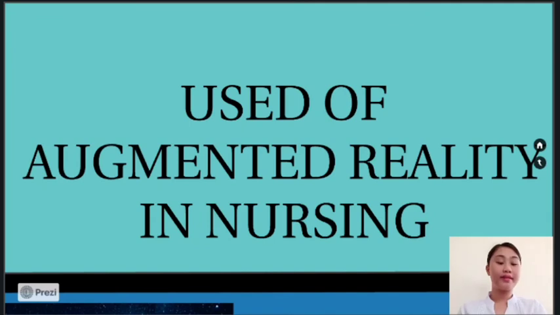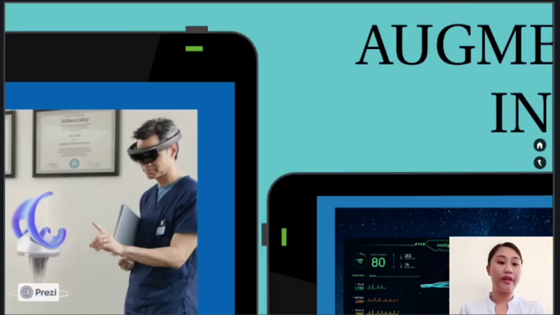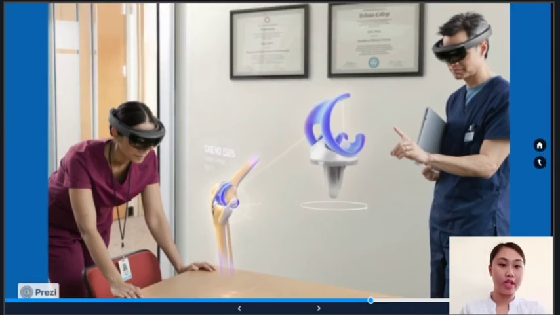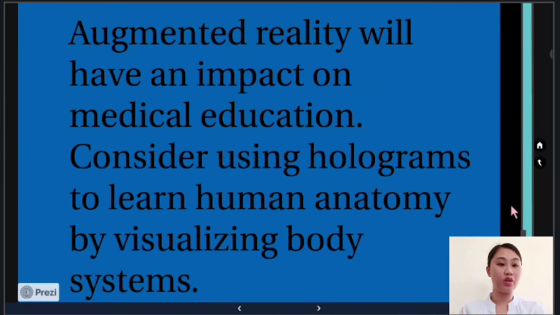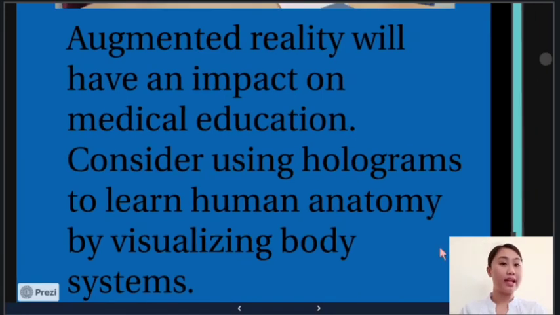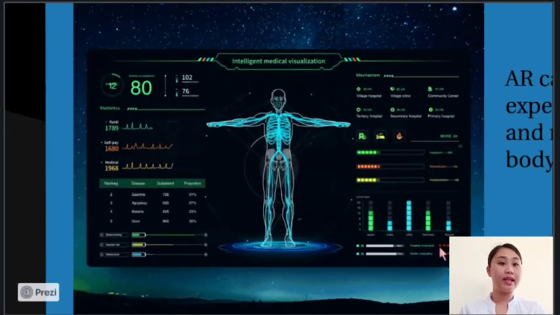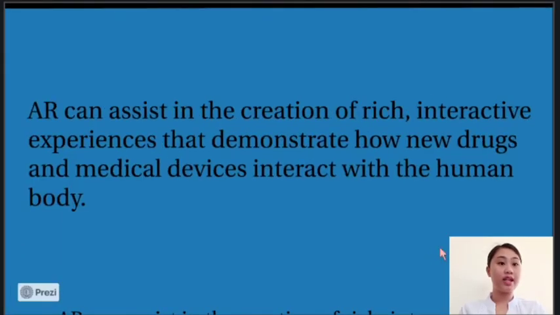The use of augmented technology in nursing. Augmented reality will have an impact on medical education. Consider using holograms to learn human anatomy by visualizing body systems. Augmented reality can assist in the creation of rich, interactive experiences that demonstrate how new drugs and medical devices interact with the human body.